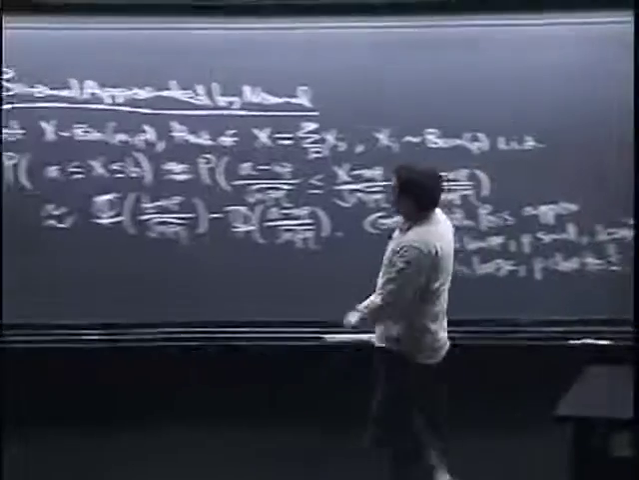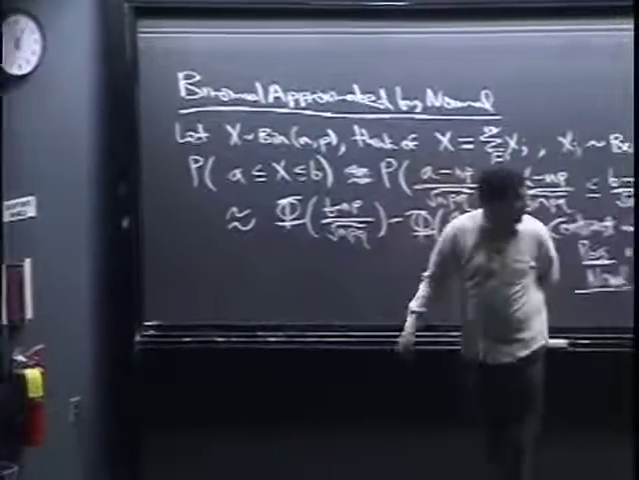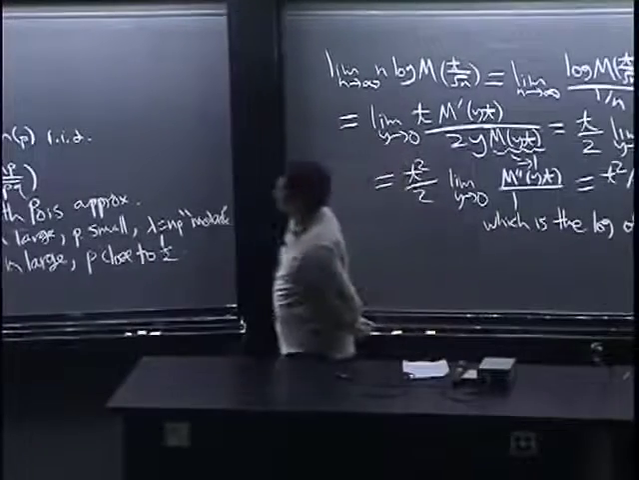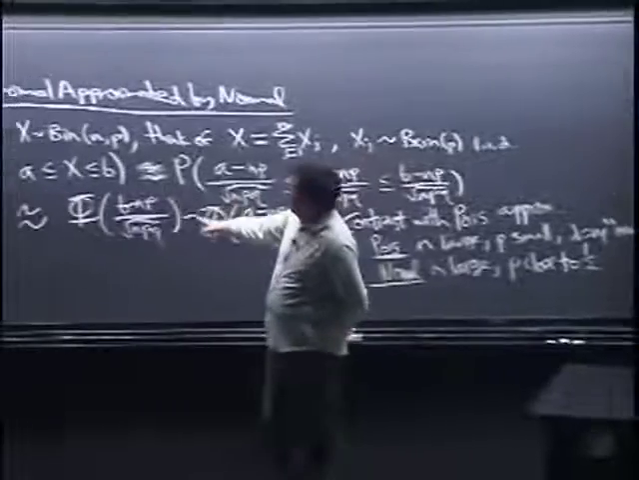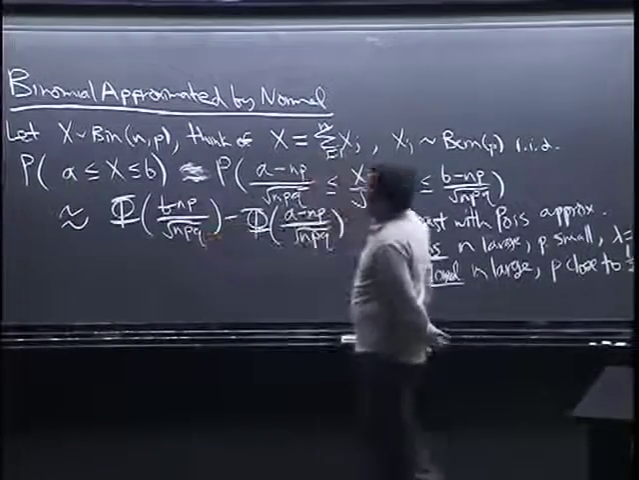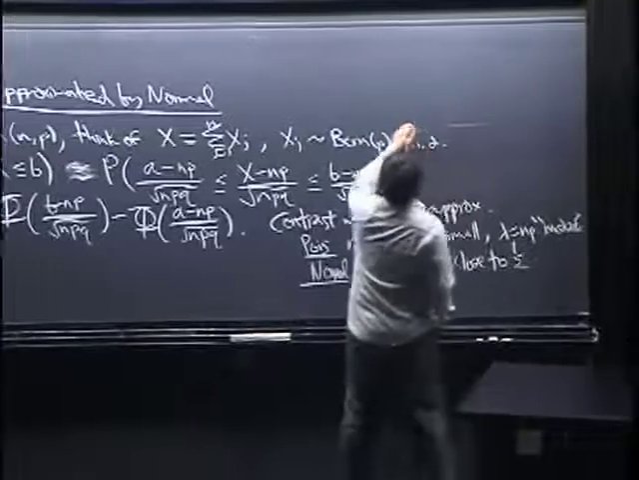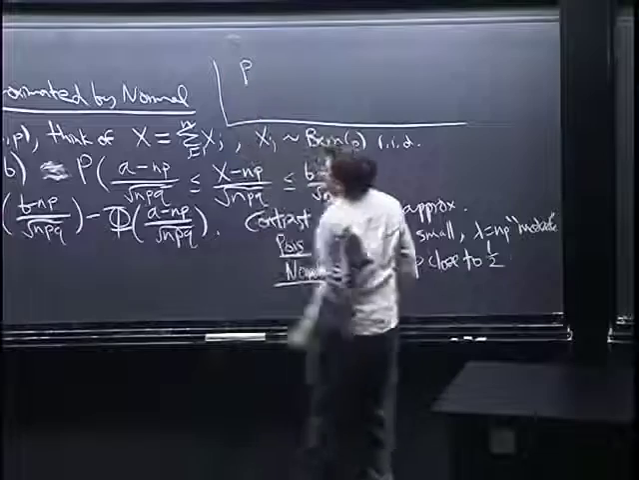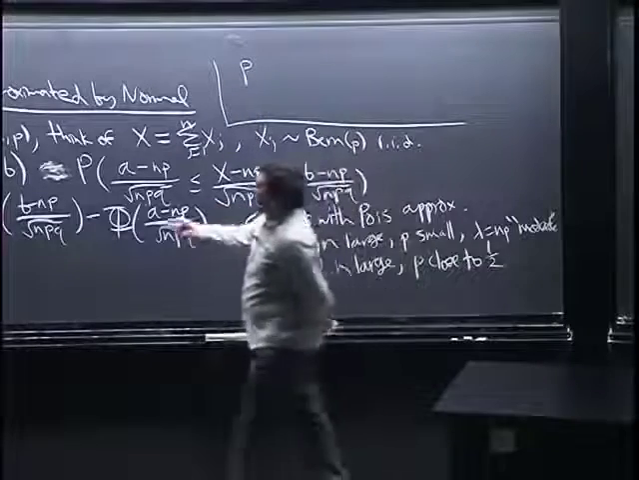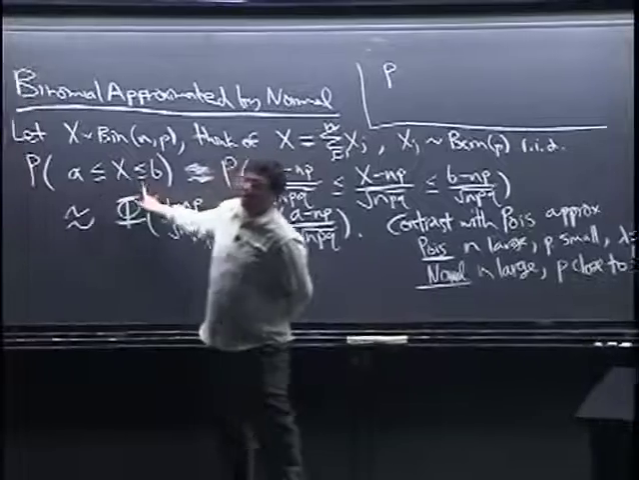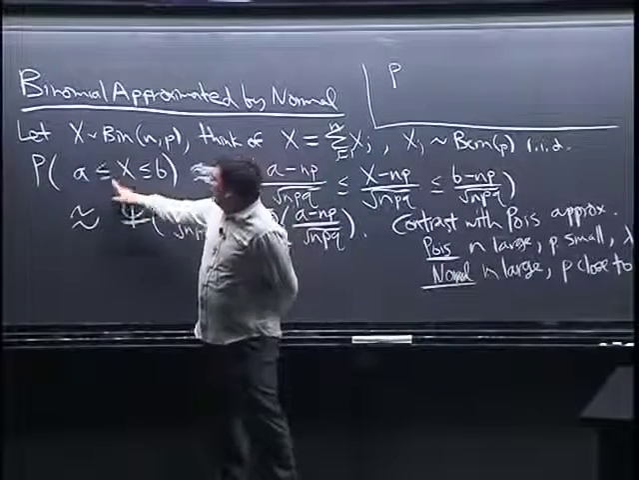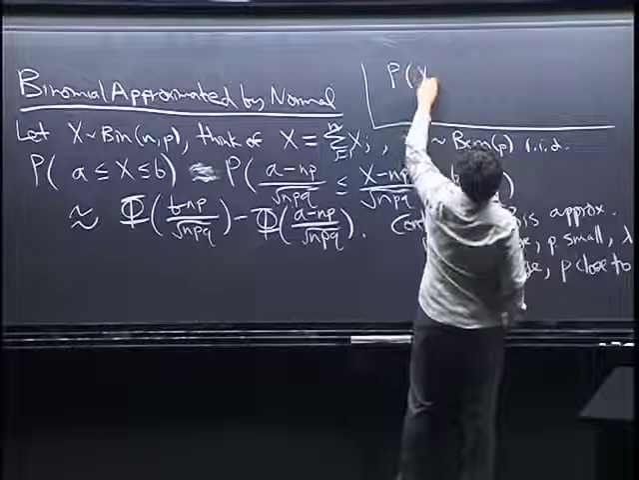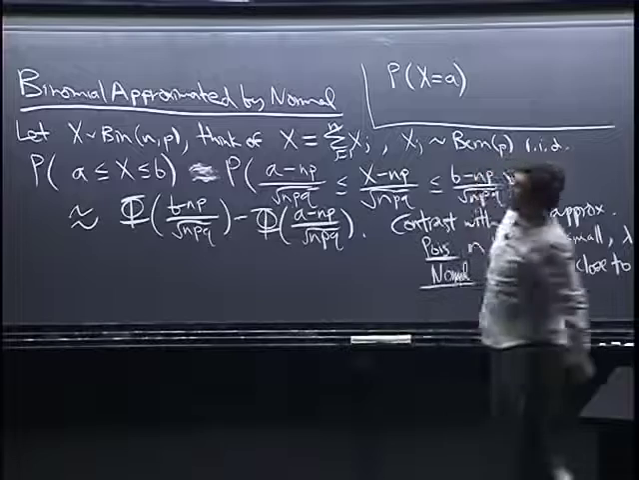Okay, one last thing about this is that there's something kind of weird in the sense that we're approximating a discrete distribution using something continuous. I just want to add something to this. Let's look at just to see more of what could go wrong. What if we look at the case a equals b? Then we're just saying, what's the probability that X equals a?